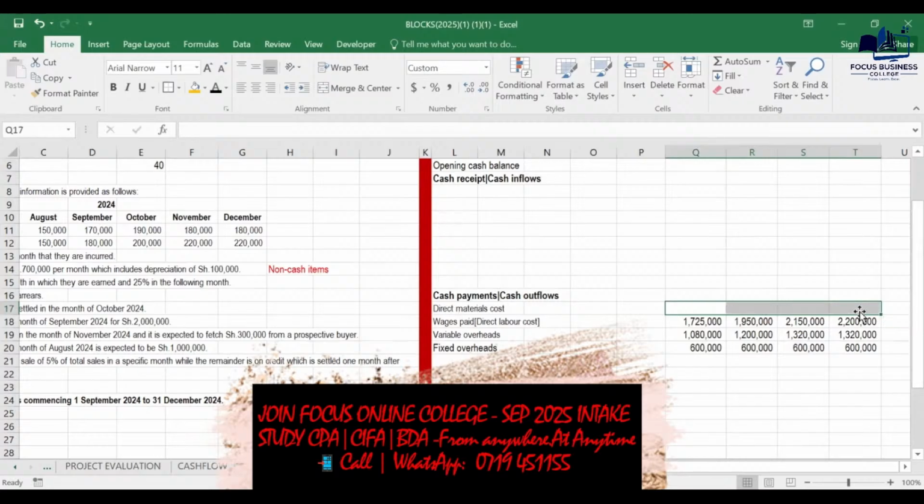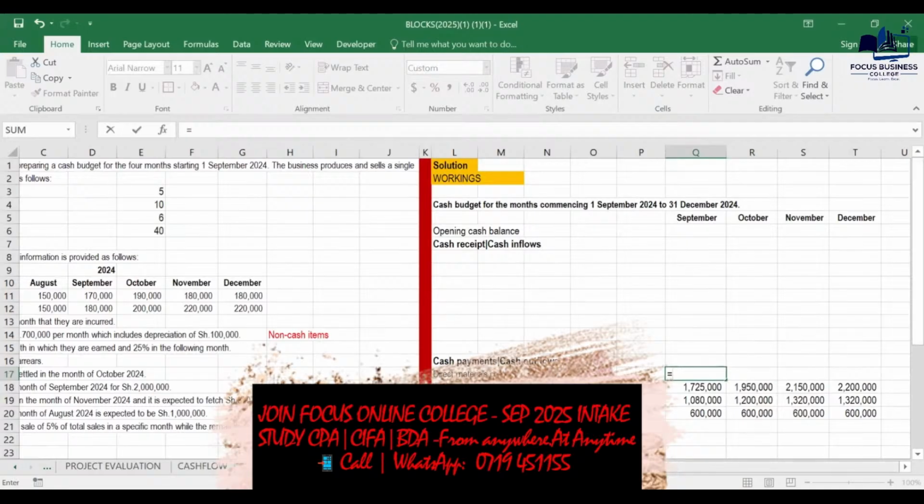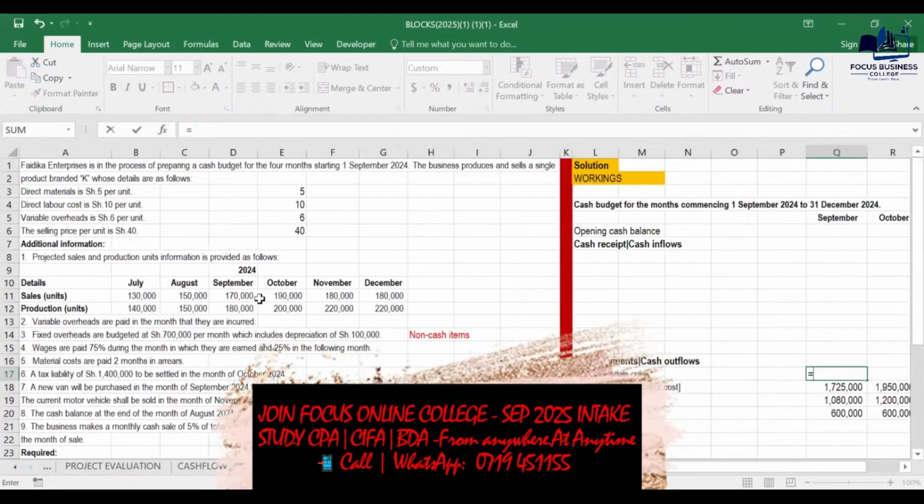So in this case, the materials which will be paid for in which month? In September, are automatically the materials which were bought 2 months earlier, the materials which were bought in July. How do we compute the cost of material in July? We will take the direct material cost per unit, which is 5, and multiply that with the units which are budgeted to be produced in July. So the materials which were bought in July will be paid after 2 months. They will be paid in September.